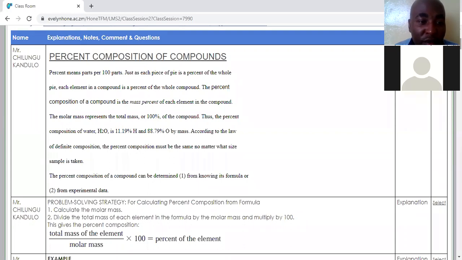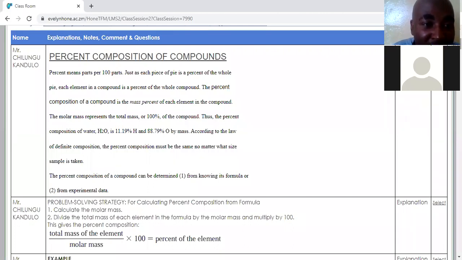So the percent composition of a compound is the mass percent of each element in the compound. That's the most important part. You must know the molar mass, e.g., for water, the molar mass is 2 times 1 for hydrogen, plus 16, so it will be 18.